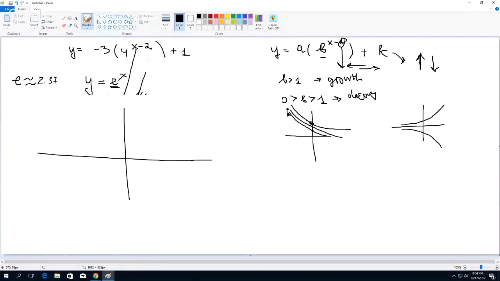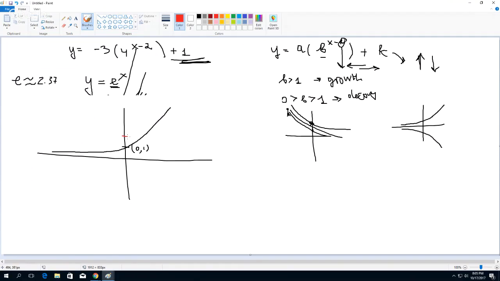Okay, so, well, let's graph it like it normally is. Here's the 0 point, and here's one. So normally it goes like that. Now we see here's plus one. What does it mean? Move it up one. Yeah, so here our new point is 0, 2.